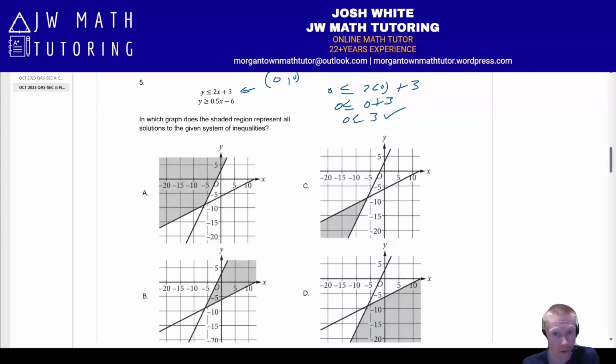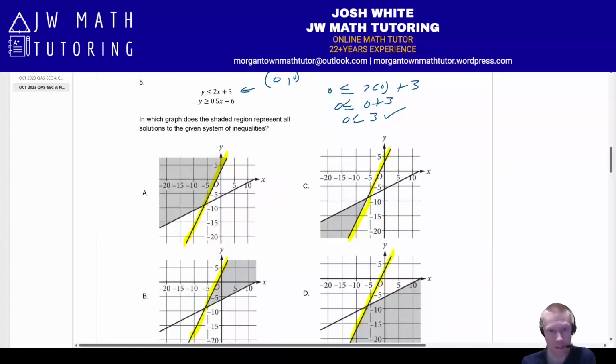Now, we do have to look at these graphs and identify which of these two lines is y equals 2x plus 3. Well, notice the second one, it's an inequality, but we're really just looking at the line part of it. Notice the second one is 0.5x minus 6. That one is going to have a y-intercept of negative 6, so that one's going to cross below the x-axis. This one obviously has a y-intercept of plus 3, so this one's going to cross above. So the line that corresponds to the top inequality is going to be this steeper one that I'm highlighting in yellow.